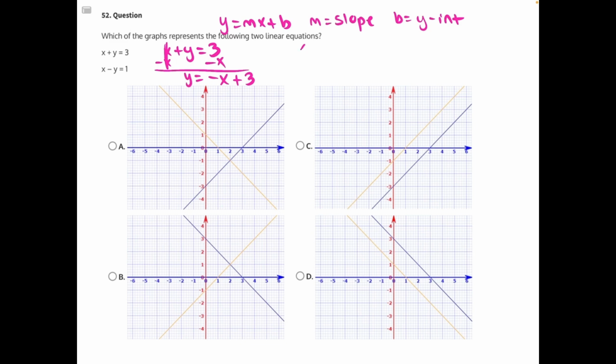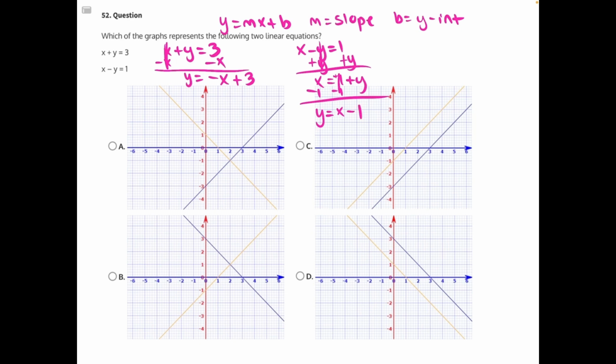Our second graph, x minus y equals 1. Let's do the opposite operation to y. Y is being subtracted, so let's add y to both sides. These y's will cancel, giving us x equals 1 plus y. And then to isolate y, 1 is positive, so the opposite would be subtracting it from both sides. So we're left with, and let me flip y over here real quick, y is equal to x minus 1.